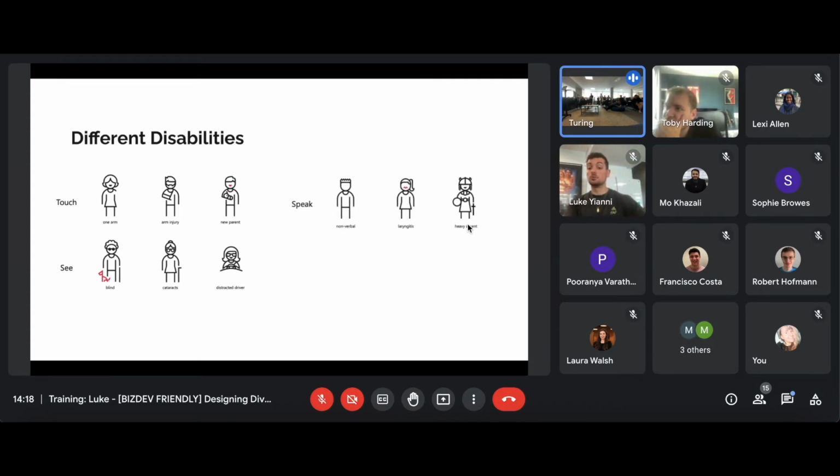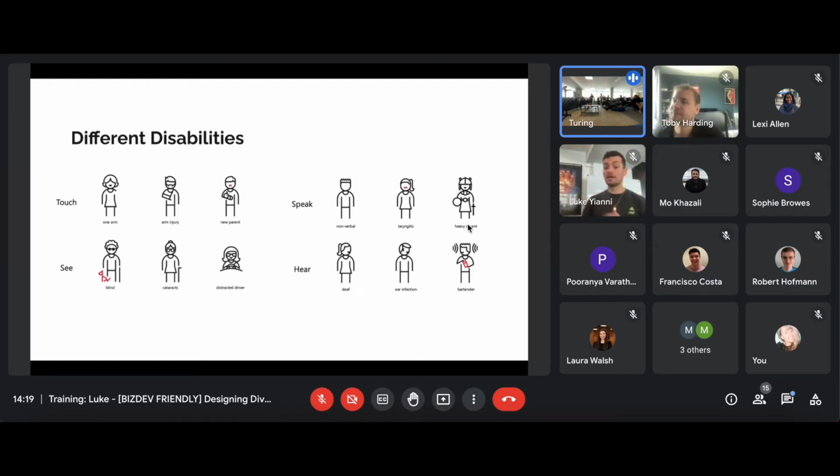Speech: you have someone who is nonverbal, is mute, cannot speak. Someone who's ill with laryngitis, so temporarily cannot speak. And someone who has an incredibly heavy accent, so they're difficult to understand. Those are all different versions of speech impairment in some way. And hearing: someone who's deaf, someone who has an ear infection, and maybe a bartender in a club, who can't hear things going on around them.